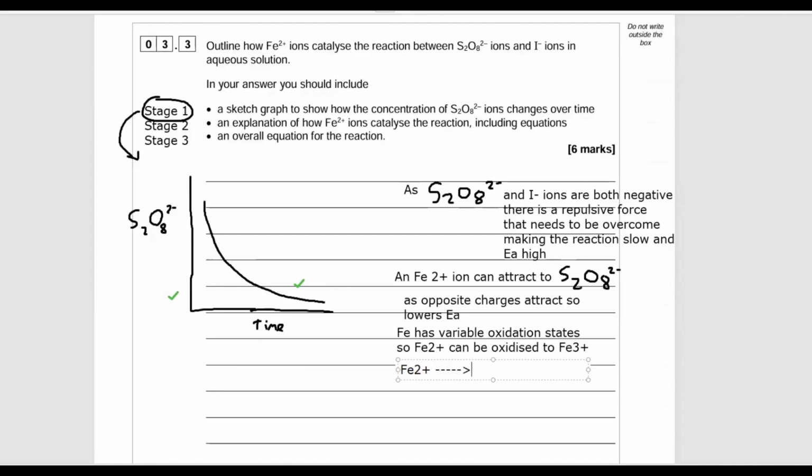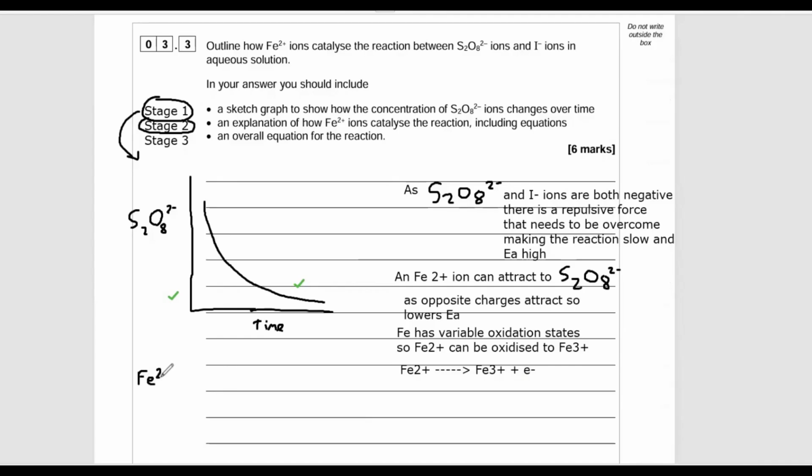Now, why would it want to do that? Why would it want to give up an electron? Well, the sulfur can go from a +7 charge to a +6 charge and form a sulfate ion. So that's what happens here. The sulfur gets reduced in the S2O8 2-.